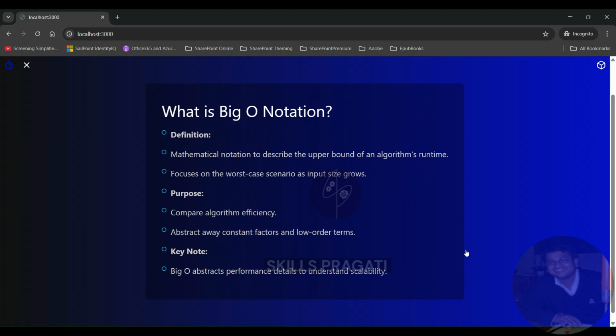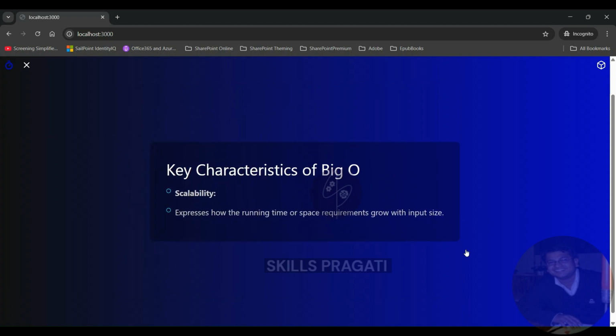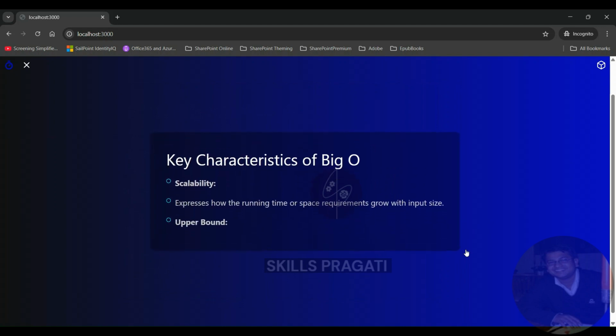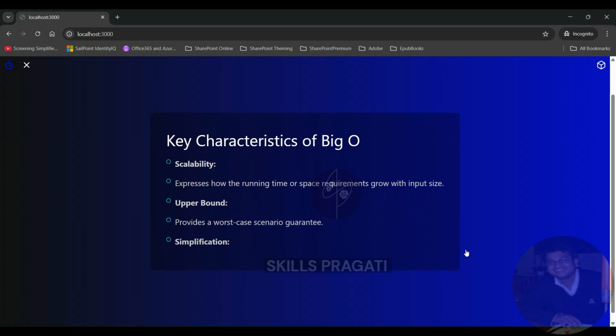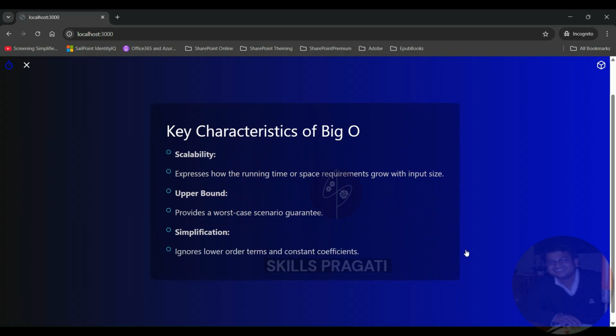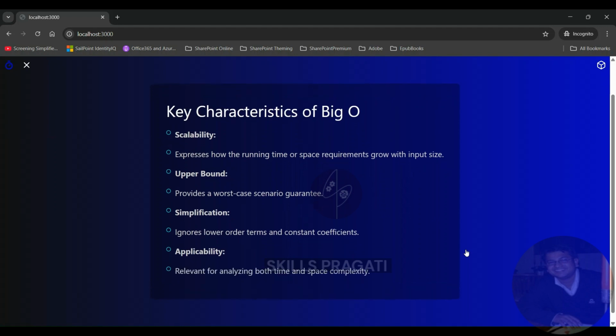Let me remind you of the key characteristics of Big O notation that we discussed before. Scalability. It expresses how running time or space requirements grow with input size. Upper bound. It provides a guarantee on the worst-case performance. Simplification. By ignoring lower-order terms and constant coefficients, it emphasizes the dominant factors affecting performance. Applicability. It's relevant for both time and space complexity analysis. These points have been a recurring theme throughout our sessions, so let's recap them once more.